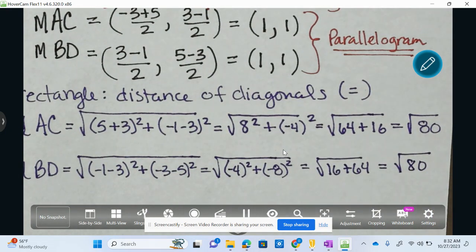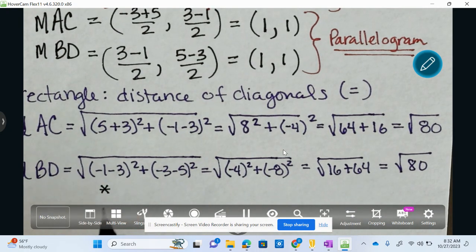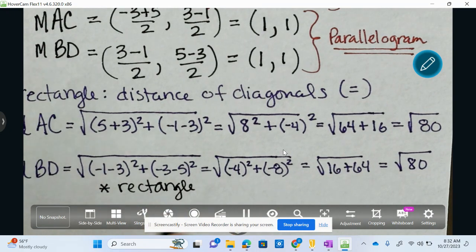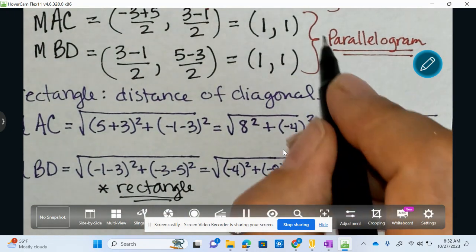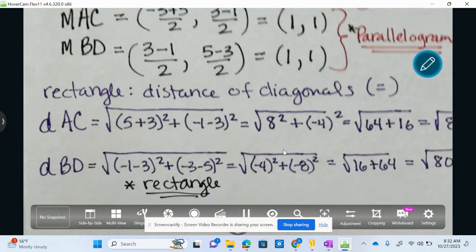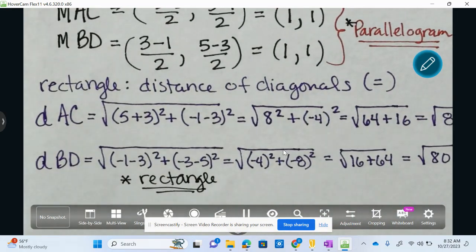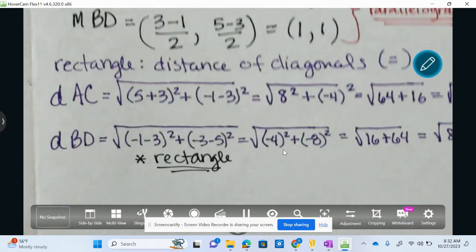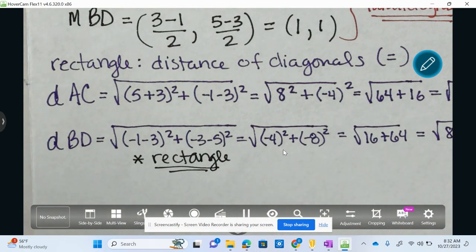So what does that tell us? Are the diagonals equal? Yeah, so this is a rectangle. So we have a rectangle and a parallelogram. We're doing great. So now what do we show? Yeah, we've got to show that it's a rhombus. Okay, so let's do some rhombus.